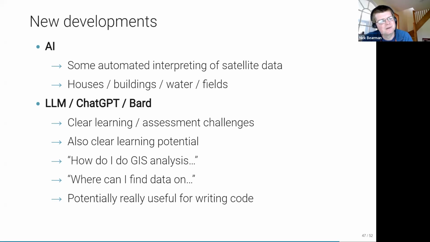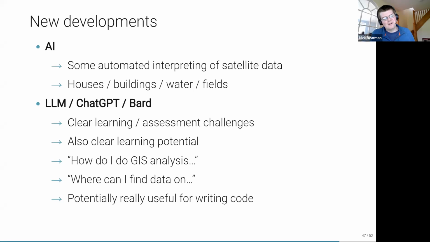The large language models, ChatGPT, Bard, all the rest of it. There are some really interesting learning and assessment challenges for that. Some of the other talks may have mentioned that, but anyone in teaching will have heard a lot about that. But I think there's a lot of potential for this as well. You can ask it questions about things and get an answer back. You could say, how do I do GIS analysis looking at crime data for Suffolk? And you might get something sensible back for that. I've tried asking it, and some of them are quite good, some of them less so. So take it with a pinch of salt, but it might be a good starting point.